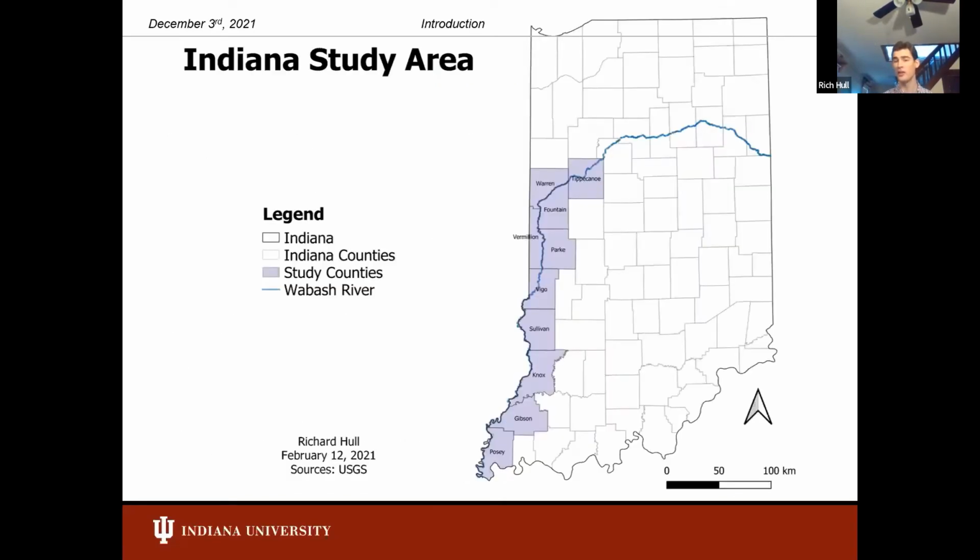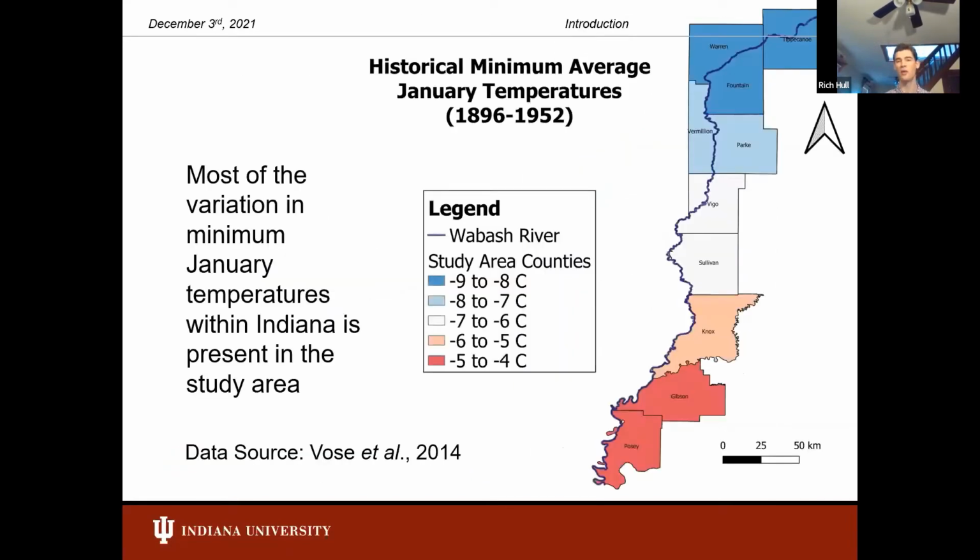So here's the Indiana study area blown up. The purple counties are where I have field sites. You'll notice that the Wabash River here flows in from Ohio to the west, and then starts to go southwesterly. And I pick it up in Tippecanoe County and follow it all the way down to Posey County. And this is a latitudinal gradient of about 200 miles. And this is important because it allows me to have a climate gradient.